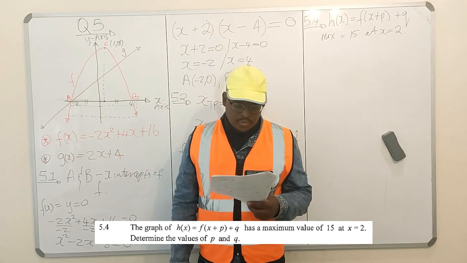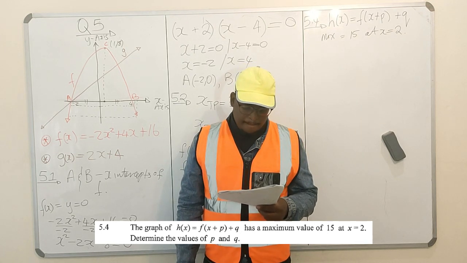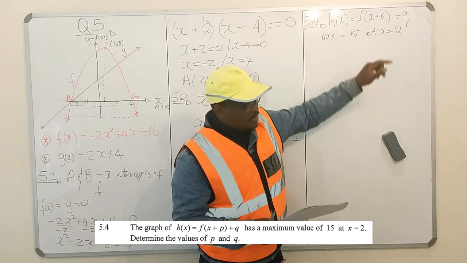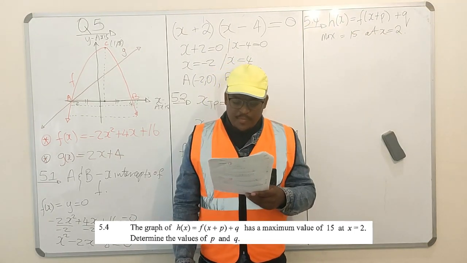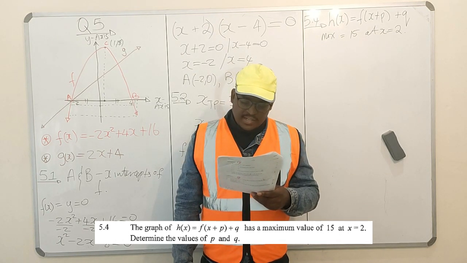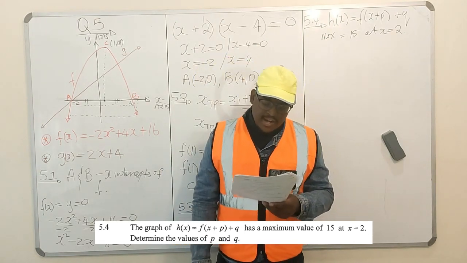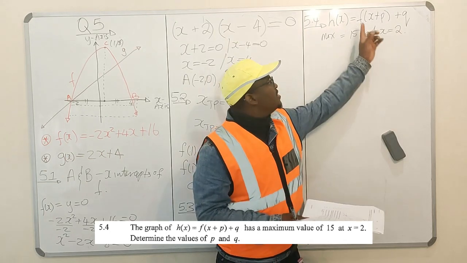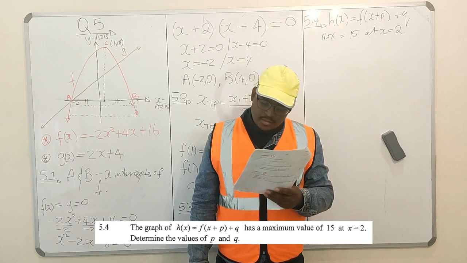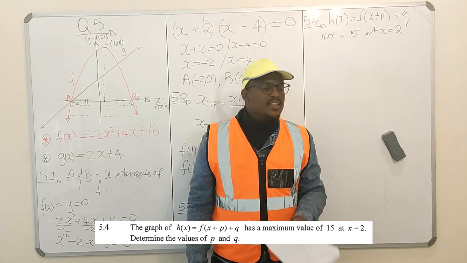Now we move to 5.4. 5.4 reads as follows. The graph h of x, which is this here, has a maximum value of 15 at x is equal to 2. Determine the values of p and q. Let me read this again. The graph h of x, given by this equation here, has the maximum value of 15 at x is equal to 2. Determine the values of p and q.